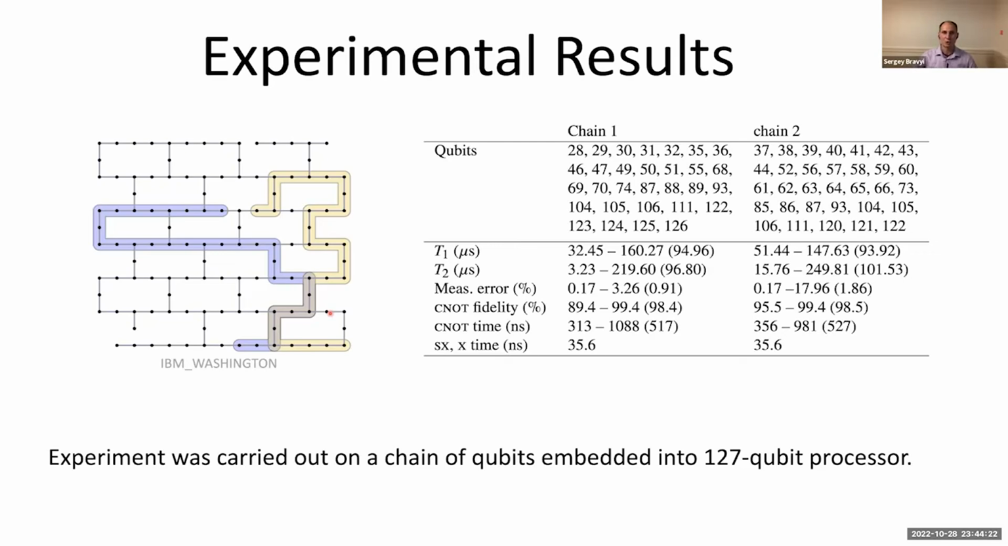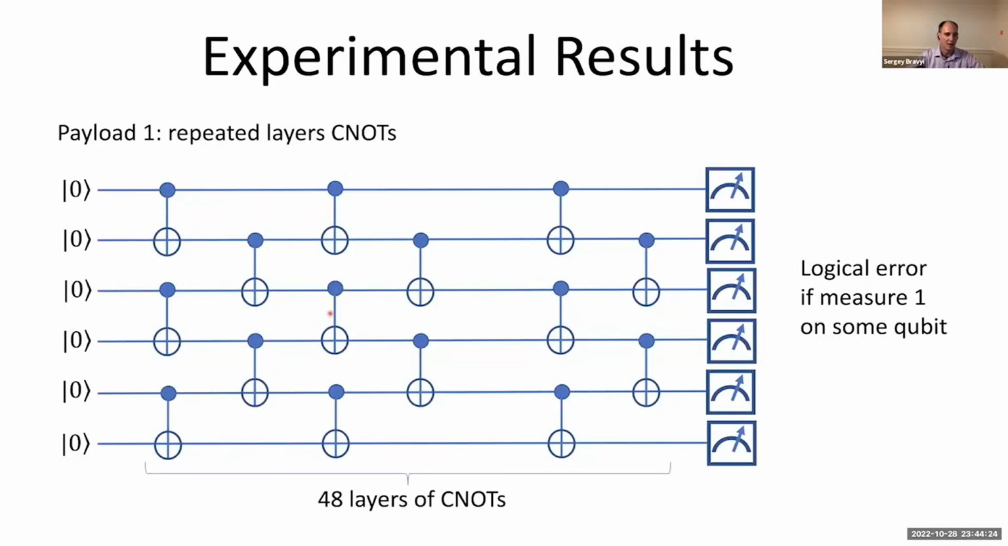And next, we need to choose some payload circuit. Our first payload circuit consists of repeated layers of CNOTs, as shown here. If you apply this circuit to the all zero basis vector, it does nothing because all control qubits are in the zero state. So we declare a logical error if at least one of the qubits is measured in 1. And of course, this circuit has no utility, but it is a good starting point.